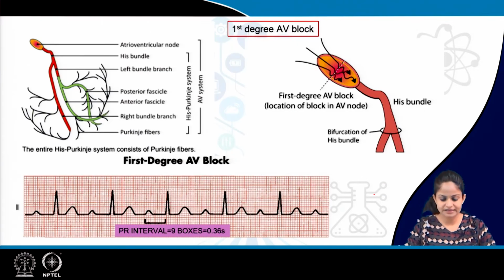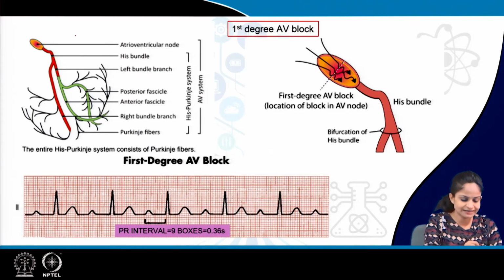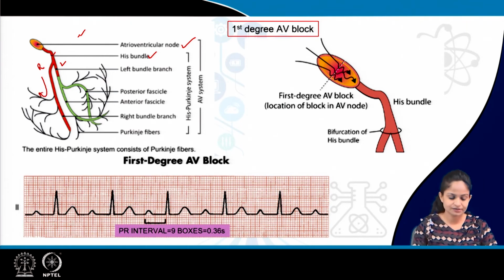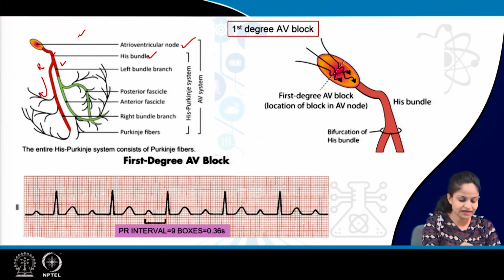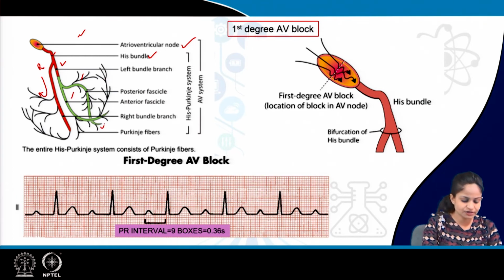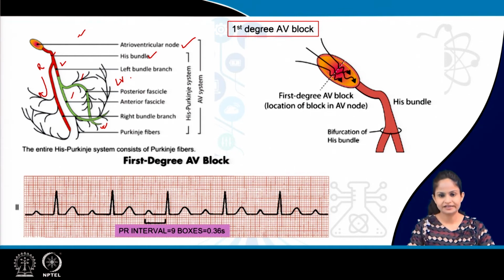So, now we will see the first degree AV block. This is a normal conducting pathway. This is the AV node. This is the bundle of His, then the right bundle and left bundle. This is supplying the right ventricle, and we have the posterior fascicle and the anterior fascicle, and with the Purkinje fibers they are supplying the left ventricle. So, this is the normal conducting pathway.